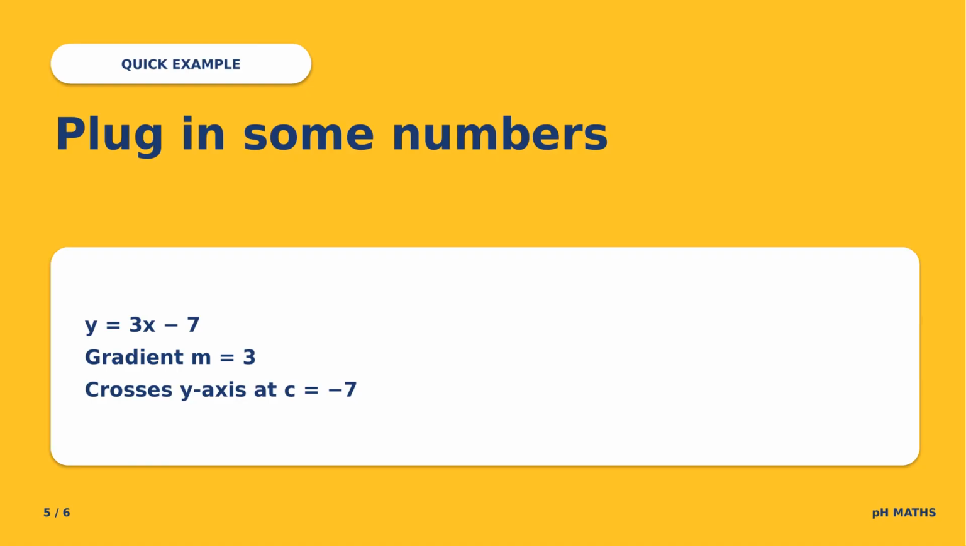Quick example, y equals 3x minus 7. The gradient m is 3. The y-intercept c is minus 7. The line crosses the y-axis at minus 7. Two pieces of information, both visible at a glance once the equation is in standard form.